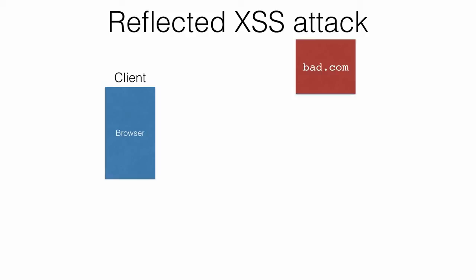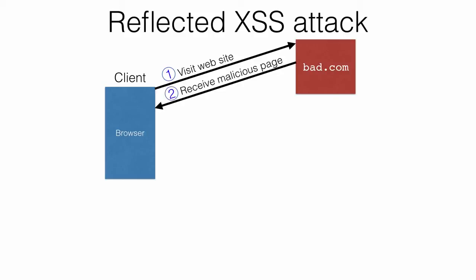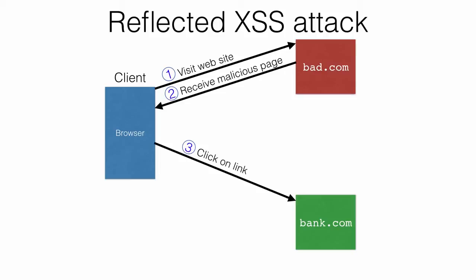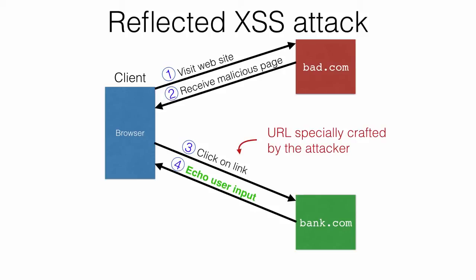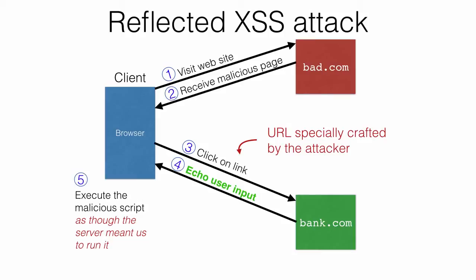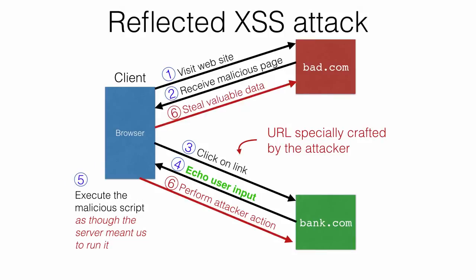So here this is visualized. The browser will visit bad.com, the nefarious website, and it will send back a malicious page. The client will then click on a link on that malicious page, which will take it to bank.com. The link will contain some JavaScript code. Bank.com will then echo back the link in its response to the user, and the browser will then execute the script as though the server meant to provide it. Once again, the attacker can perform nefarious actions as a result.